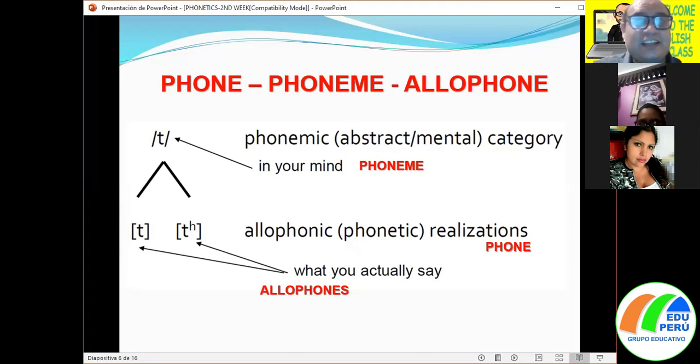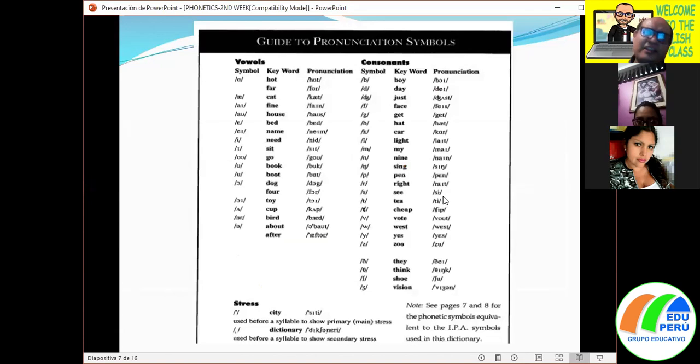Notice, this is the difference between a phoneme and a phone. Phoneme, we change the meaning of the words. A phone, we don't change the meaning of words. They are not contrastive units. All right, so then we talked about this list of phonemes.